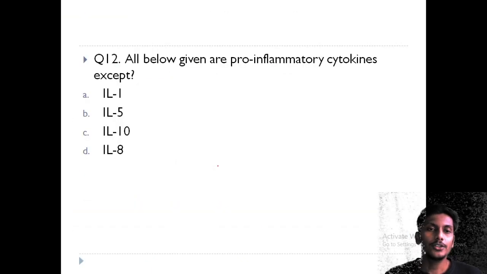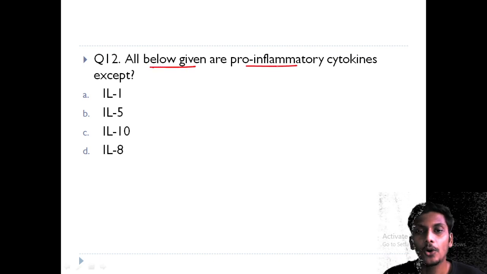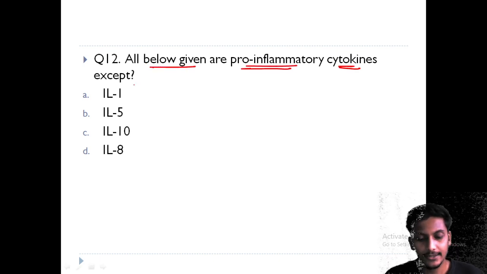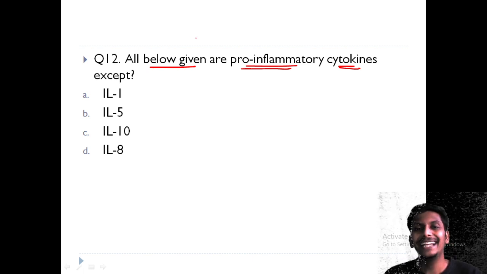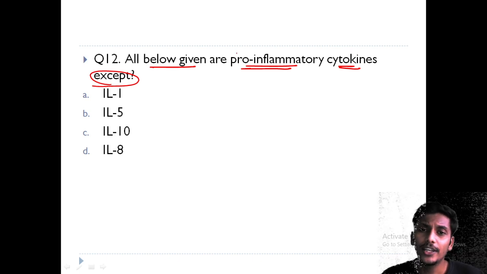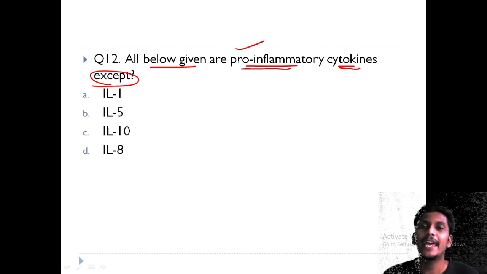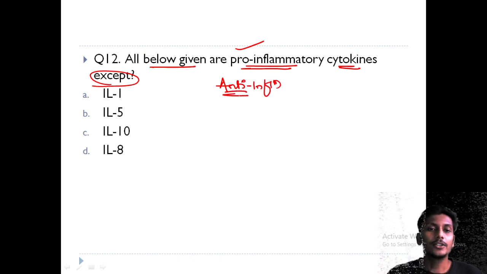Now moving on to our question number 12, which states all below given are pro-inflammatory cytokines except. So you need to tell which of the following is an anti-inflammatory cytokine. So they have said all of the below given are pro-inflammatory, which will help in inflammation, except one which is anti-inflammatory, which will stop the inflammation, right? So let's see.